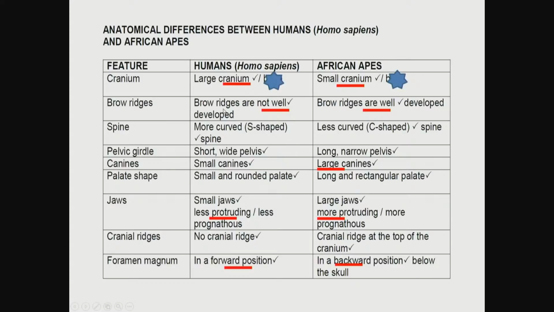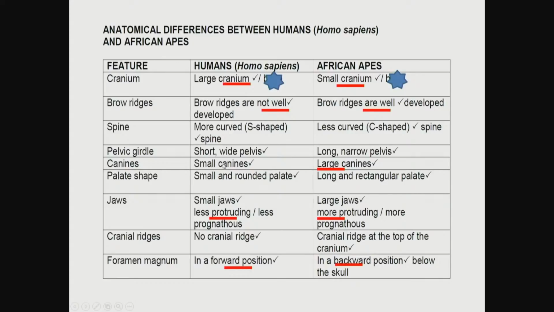Brow ridges are not well developed. Humans do not have, many learners wrote no brow ridges. We do have brow ridges, it's not well developed. Brow ridges are well developed in African apes, so well developed and not well developed. Not no brow ridges. Then the spine is straightforward, the pelvis straightforward.